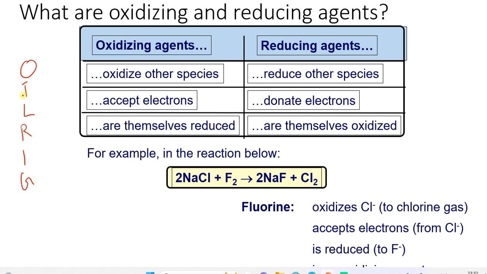OIL RIG. Oxidation is loss of electrons, reduction is gain. Same thing here. If it gains electrons, it actually gets reduced. But by doing that, it's actually removing the electron from the other species. So it's oxidizing the other species, right? Reducing agents are just the opposite. It reduces the other species, donates electrons, and they get oxidized.